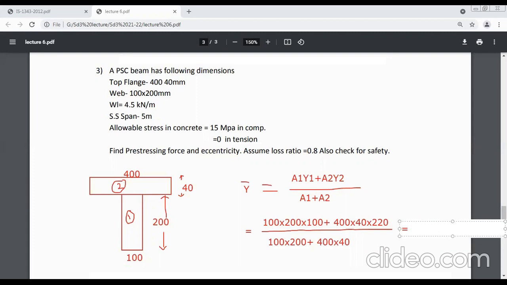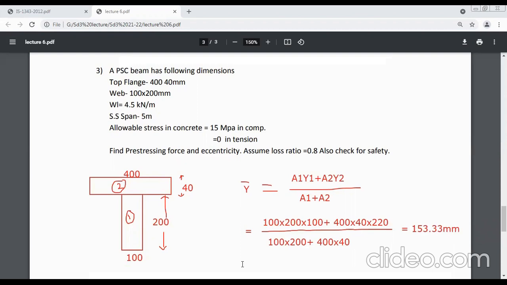100 into 200 into 100 plus 400 into 40 into 220, divided by 100 into 200 plus 400 into 40. 153.33 mm. So this one is what? Y bottom. Okay. So everyone got the same answer.